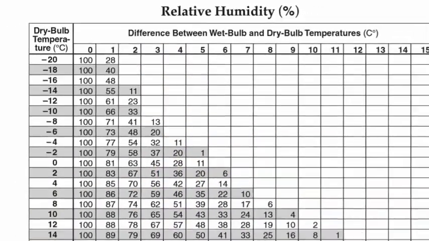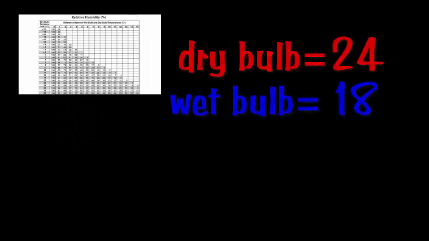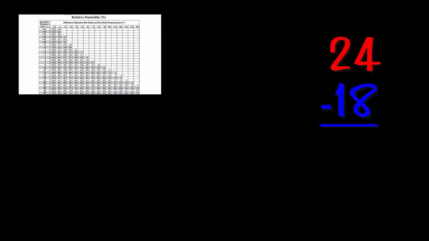So let's do one for practice. Let's say we had a dry bulb temperature of 24 degrees Celsius and a wet bulb temperature of 18 degrees Celsius. First thing we need to do is subtract them. 24 minus 18 will give you 6 degrees Celsius, and that's our difference. So that's what we're going to be looking for on the top of this chart.